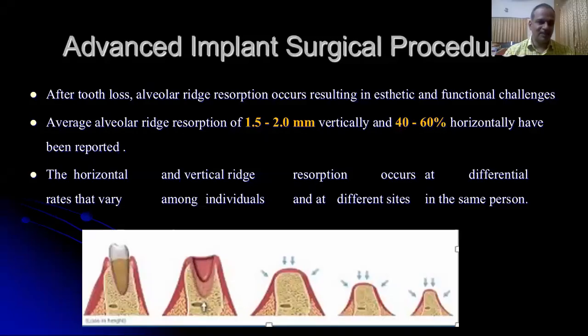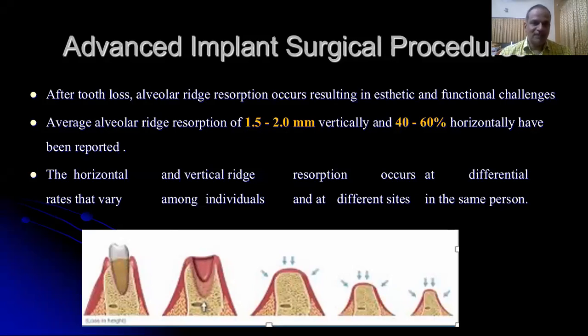Good morning, everyone. So I'll continue with my recording on the advanced implant surgical procedures. In the last recorded session, we have seen the standard implant surgical procedures, which are based on the presence of adequate width and height of the alveolar bone, and the implants are placed in a surgically and prosthetically driven position so that we can achieve a good aesthetic and functional implant restoration.